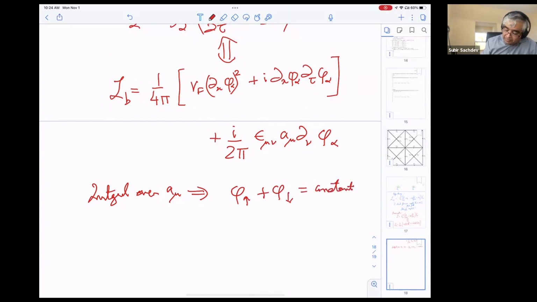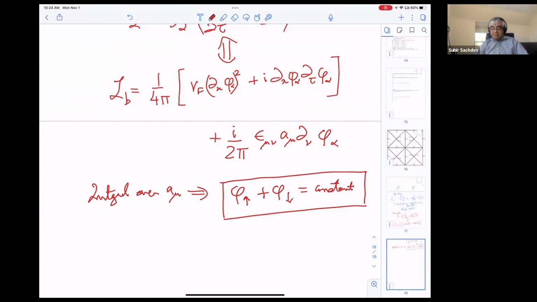So that's the beauty of the boson language. What looks very strongly coupled for fermions is very simple. It just gives me a very simple constraint on the boundary bosons, that phi up plus phi down must be a constant.